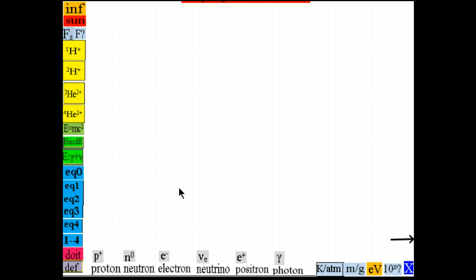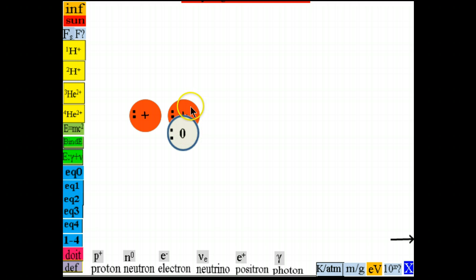Right-click now on this table and let us practice this a little bit. Here you see 1H plus. So what would you expect to see if I double left-click this? Well, you expect only to see 1 proton. What do you expect to see if I double left-click 2H plus? One proton and one neutron.